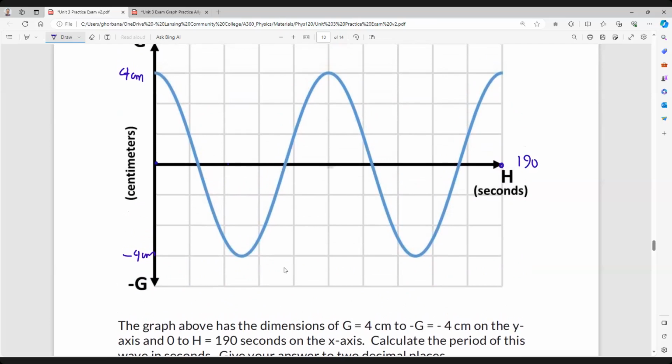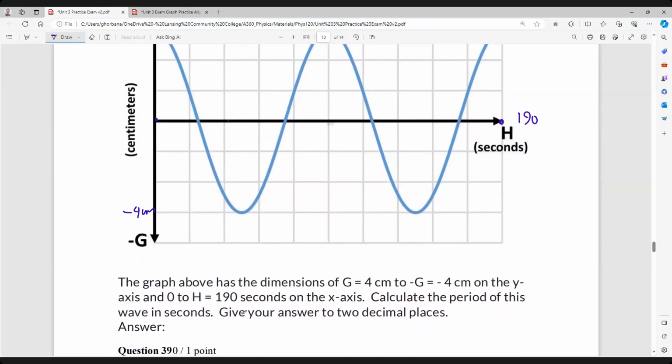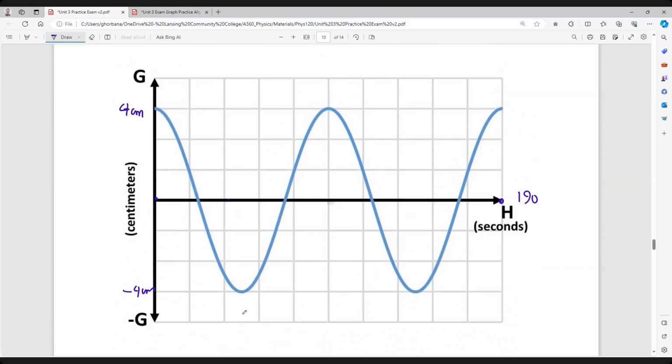Displacement over time, we can find the period from here. When we find the period, we can find the frequency. But the question says to calculate the period of this wave in seconds. So again, when we are calculating the period, and the x-axis is changing with time, we need to find the distance between two same points on the wave.